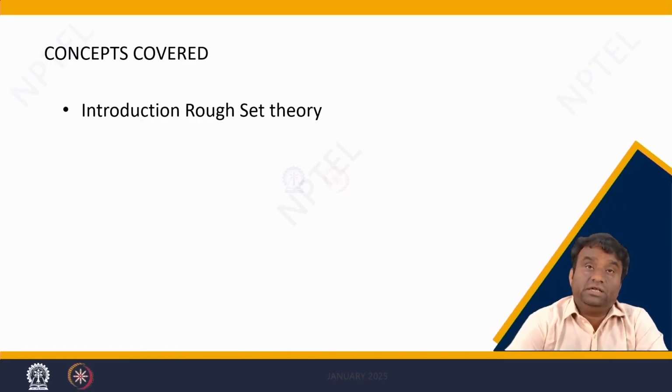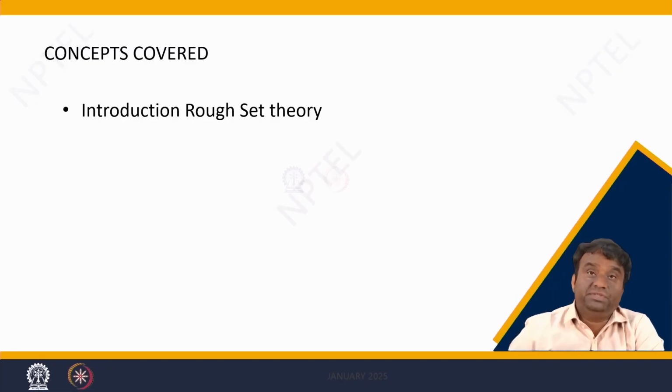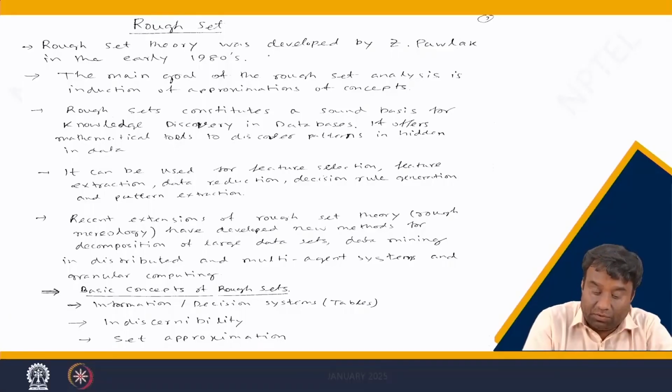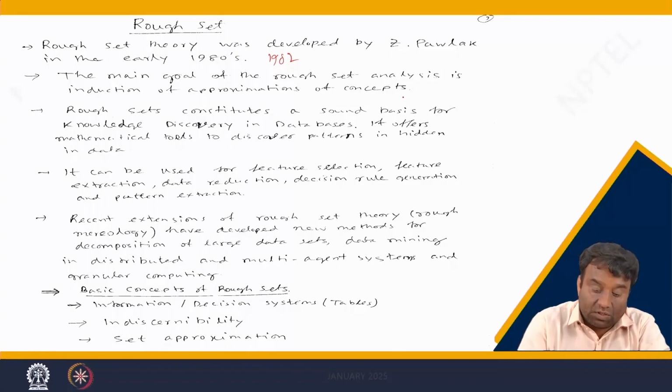In the first lecture, we studied the introduction part of rough set theory. Rough set theory was developed by Z. Pawlak in the year 1982, that is, early 1980s. The main goal of rough set analysis is induction of approximations of concepts.